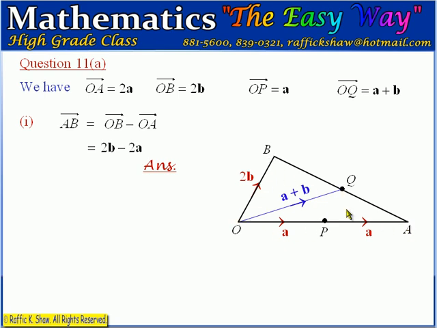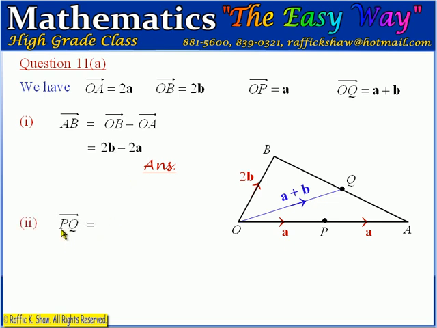That's it. To go from A to B, we'll go negative 2A here to O, and then add 2B, and that's it. Negative 2A plus 2B. But using the formula, it is O times the last minus O times the first, and that's it. That's the answer. The displacement vector AB is 2B minus 2A.